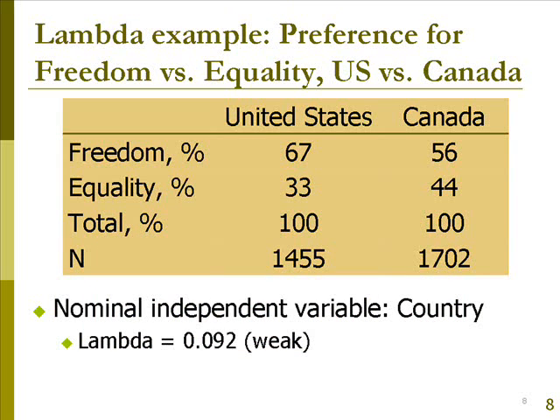As an example, we can look at a comparison between Canadians and US Americans in terms of whether or not they prefer freedom or equality. If you look at the cross tabulation, we see that Americans are more likely to value freedom than Canadians are, or Canadians are more likely to value equality than Americans are. The lambda on this, when you calculate it, is a fairly weak value. It's 0.09.